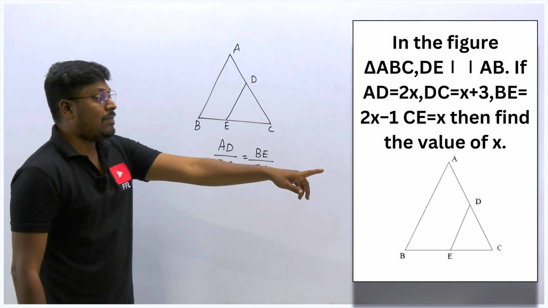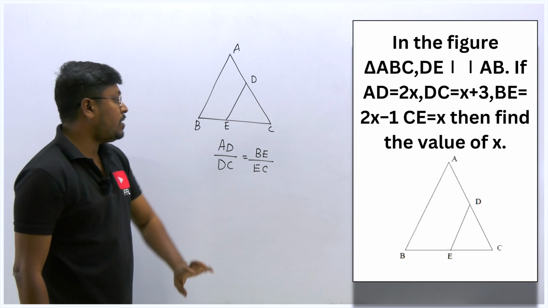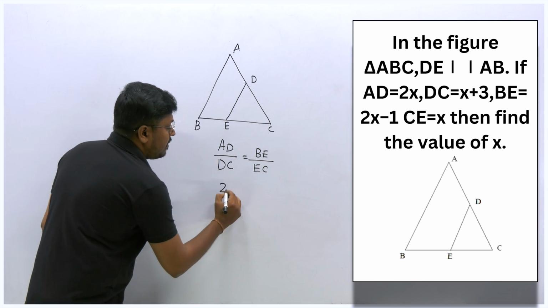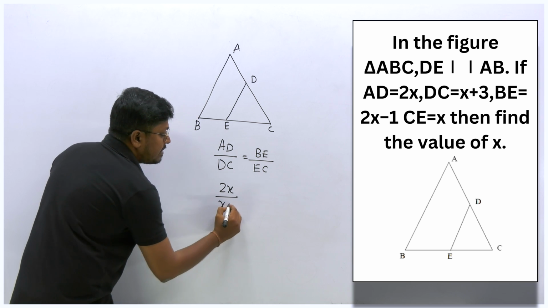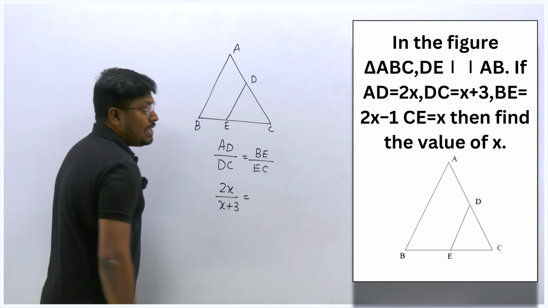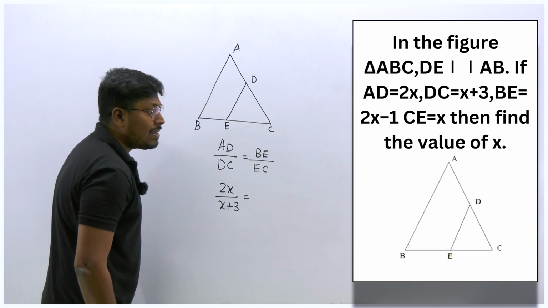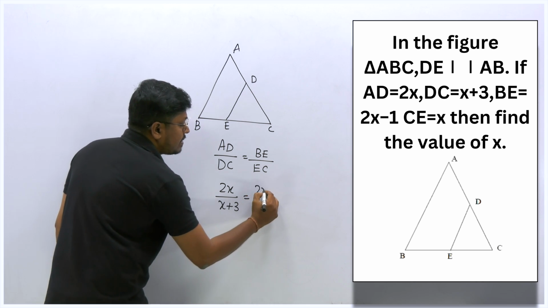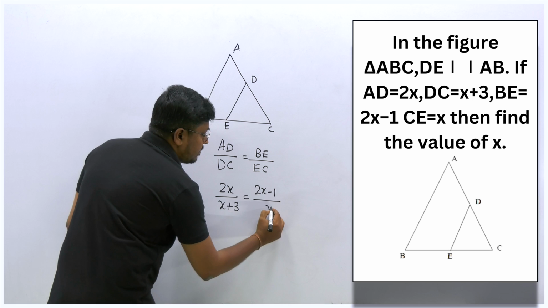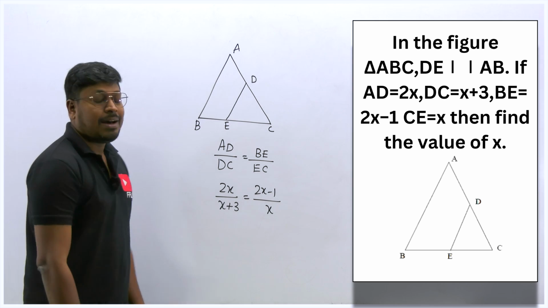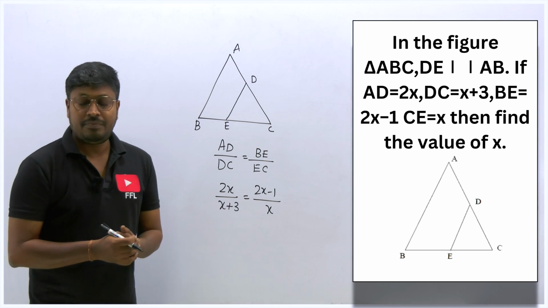So just see, what they have given is AD. AD will be 2x, so AD will be 2x divided by DC. DC will be x plus 3, is equal to BE. BE will be 2x minus 1, so 2x minus 1 divided by EC. EC will be x. So now according to the question, our target is to find the value of x.